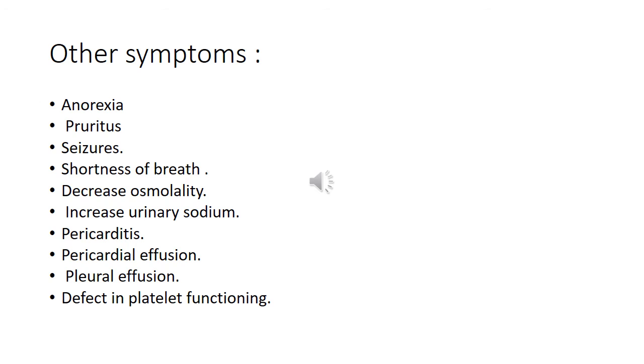If the blood urea nitrogen level is very high, at that time the patient will be prone to seizure. And shortness of breath: if the volume gets overloaded, the patient will get shortness of breath. And decreasing osmolarity, measured by the urine concentration, which depends on the number of particles dissolved in it. And increasing urinary sodium. Pericarditis, pericardial effusion, pleural effusion, that will be due to decreasing calcium and bicarbonate, and defects in platelet function.